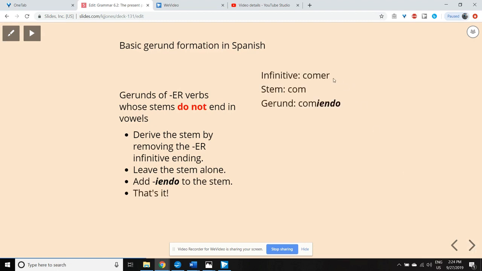Let's look at it. So we have comer. Derive the stem by removing the ER infinitive ending. There's our stem, COM. To that, add the IENDO, gerund ending, and that gives us comiendo. Same thing with volver, right? Derive the stem by removing the ER infinitive ending. Our stem is VOLV. To that, we add the IENDO, gerund ending, and that's volviendo. Volviendo is the gerund of volver.